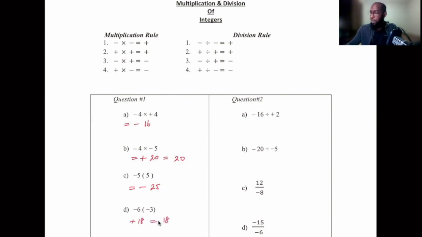Remember, you can go straight to the answer. Multiplying same signs is positive. 6 3s are 18. We know the plus sign is understood.